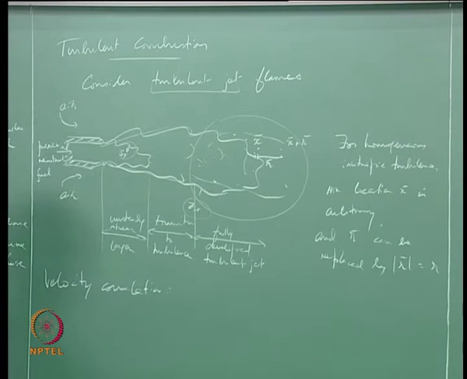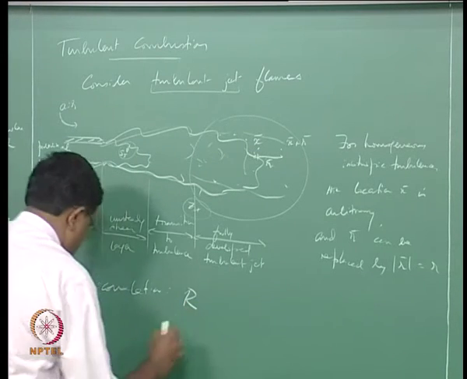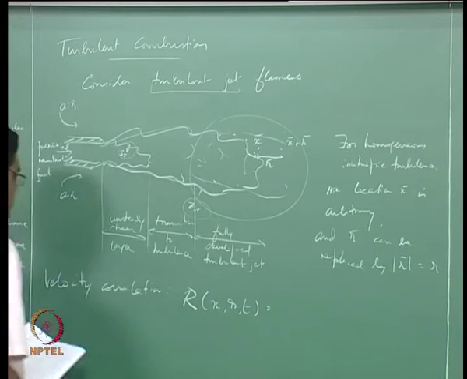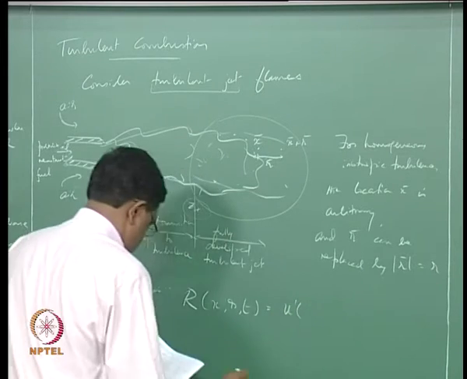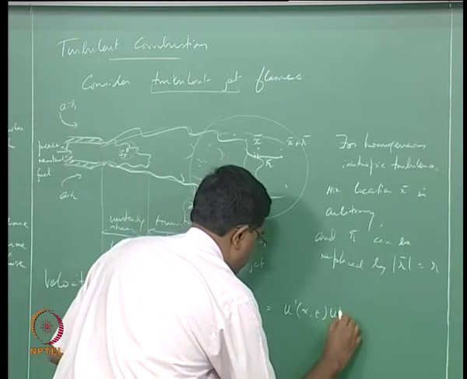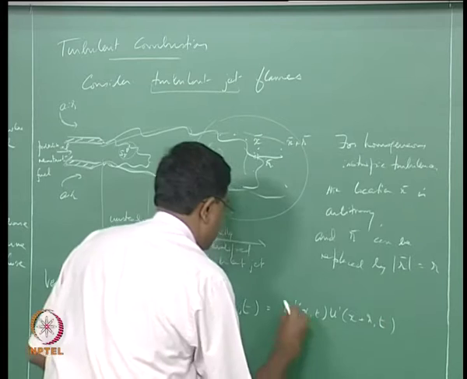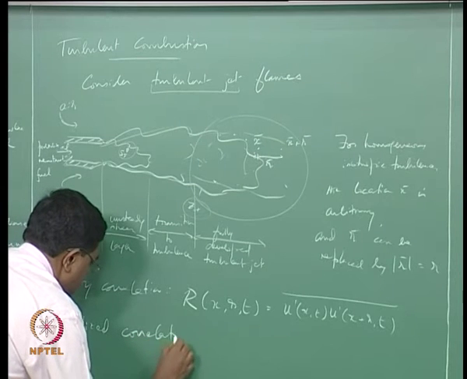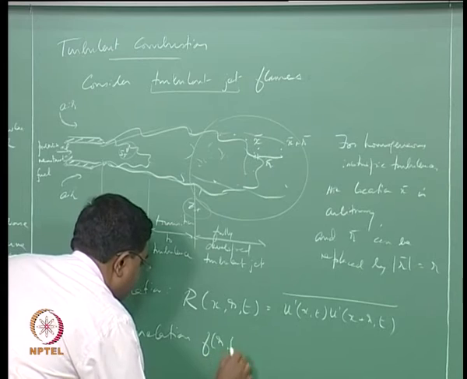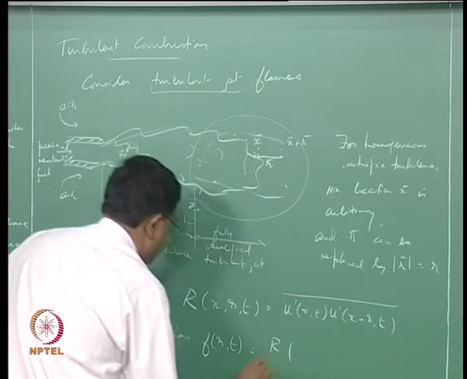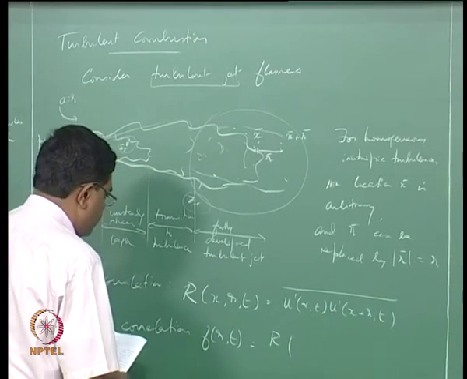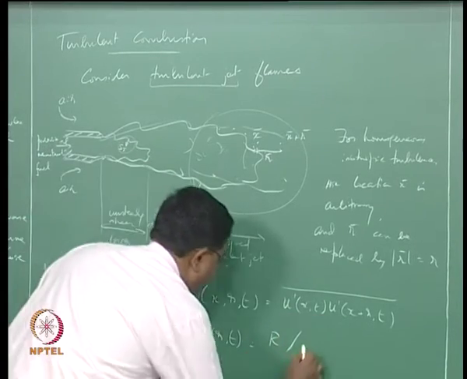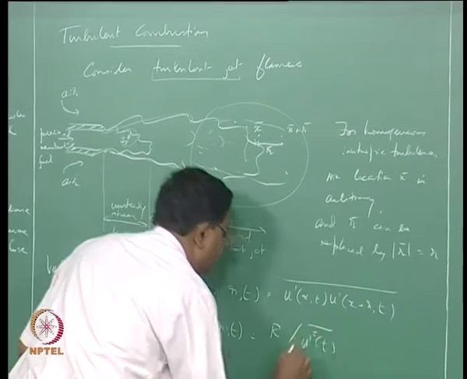So the starting point of thinking about turbulent flows is to think about a velocity correlation, that is a spatial correlation. That means you're looking at the turbulent fluctuation at x comma t correlated with the turbulent fluctuation at x plus r comma t, as an average. Then you normalize this. So the normalized correlation f of r comma t is just the correlation divided by the RMS, u prime squared at t, the whole bar.